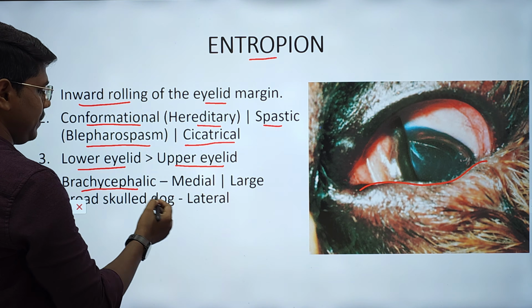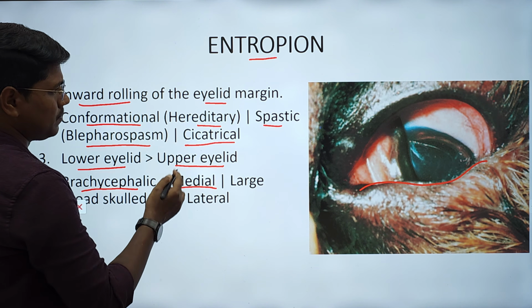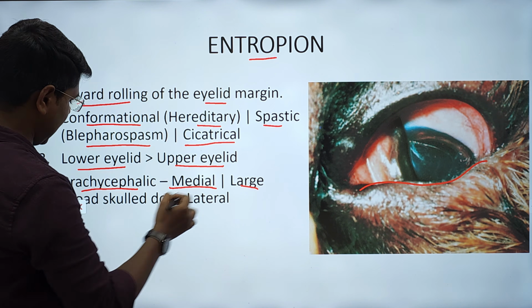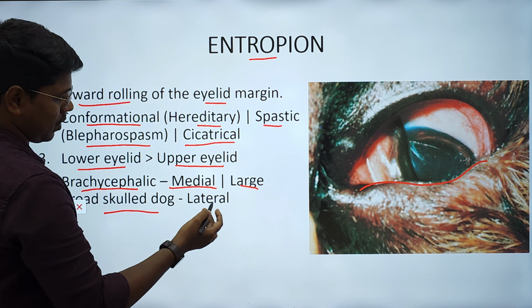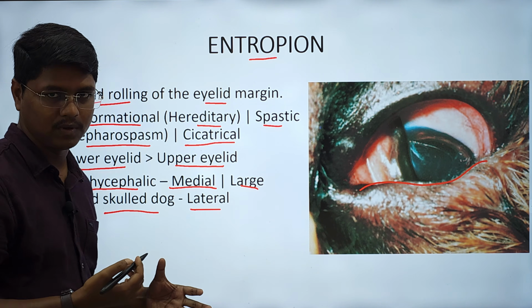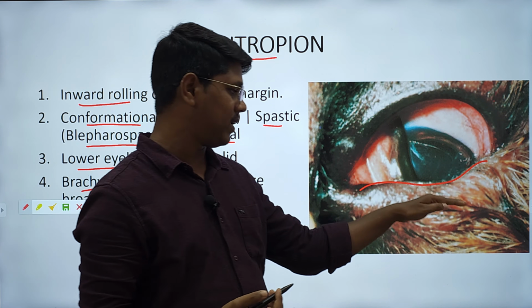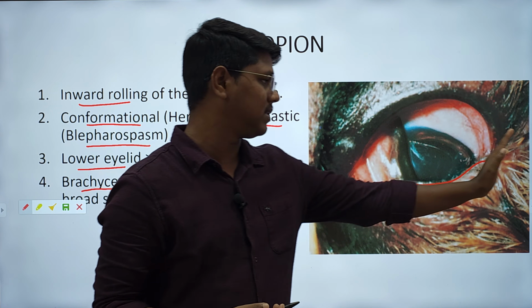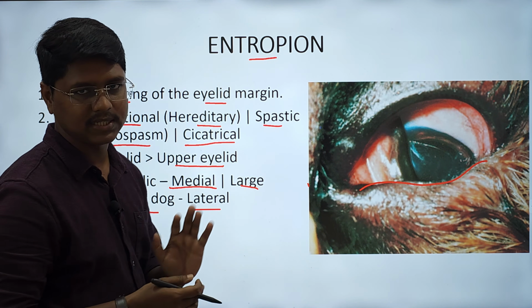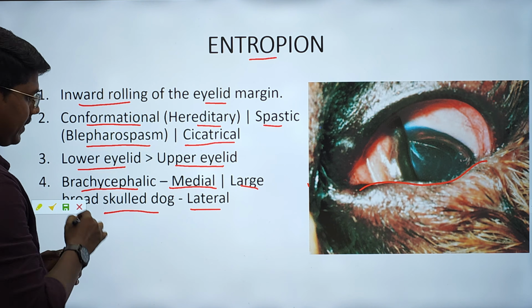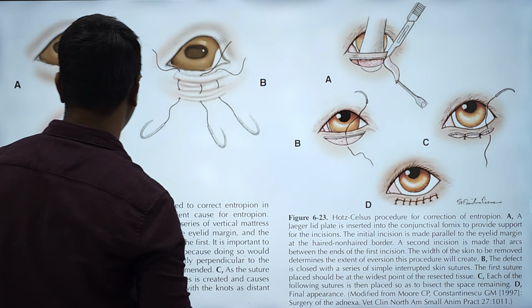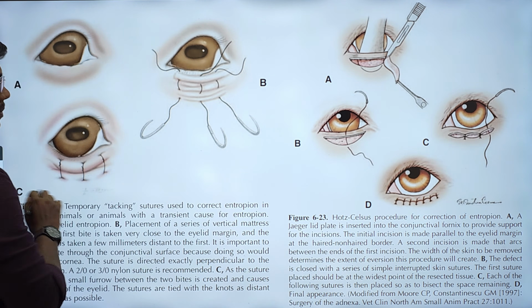In brachycephalic breeds, you will find a medial entropion. In large-headed skull dogs, you will find lateral entropion. It can be the lower eyelid, the medial canthus, or the lateral canthus. All those things can be affected. So for the surgery, there are a few techniques.